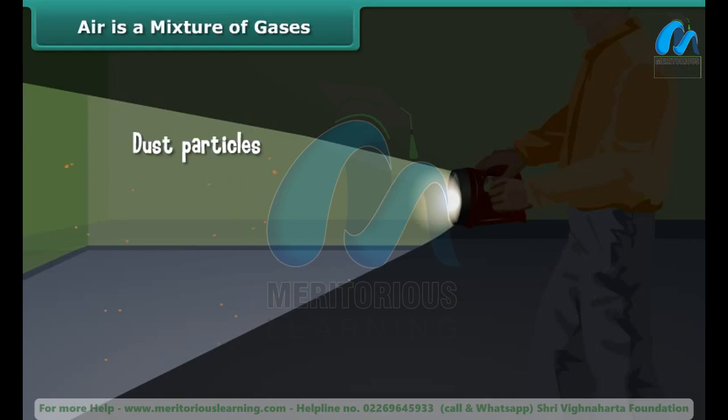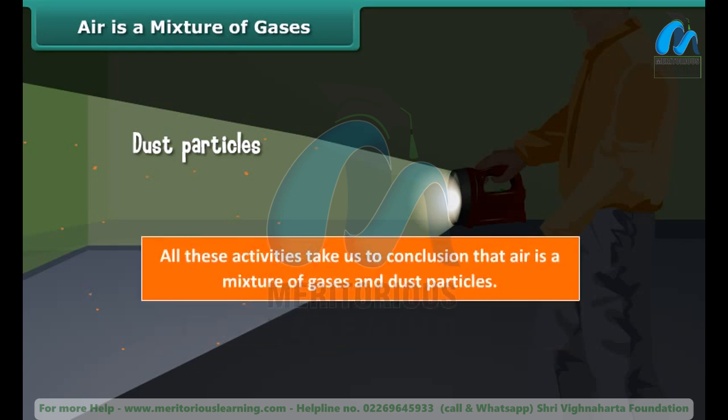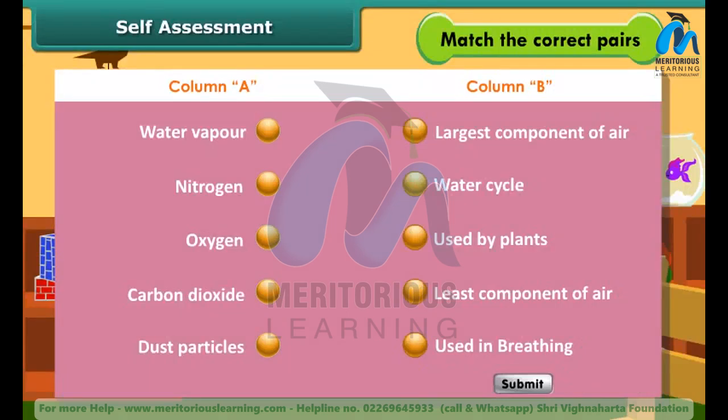Put your torchlight on while walking through a dark place. You will see tiny shining particles moving in the beam of torchlight. These are the dust particles present in air. All these activities bring us to the conclusion that air is a mixture of gases and dust particles. Match the correct pairs.